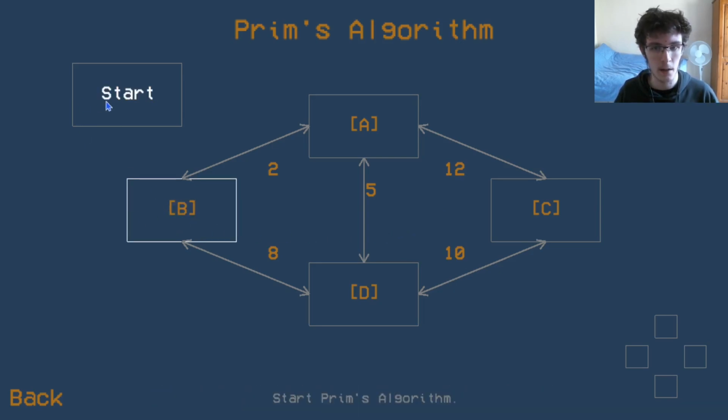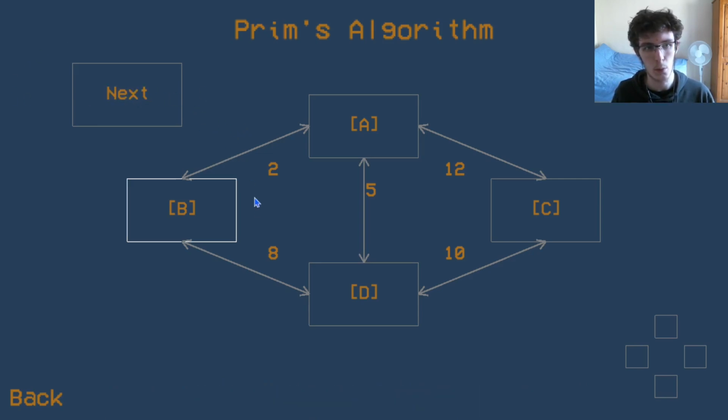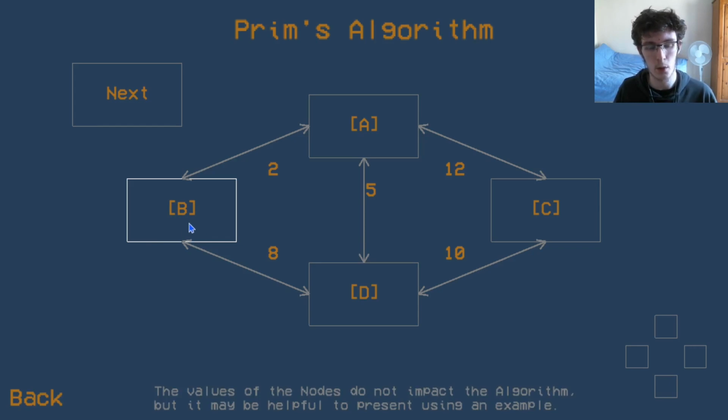Okay, so let's go back to B. Now when we hover over, we don't get that message to tell us to change some of the weights. So let's click on start, and we can start to go through how Prim's algorithm works. So the rule in Prim's algorithm is we want to find the shortest edge that connects a node that we've already visited to a node that we haven't already visited. So B is our starting point. We've visited this without even having to do anything because it's our starting point.